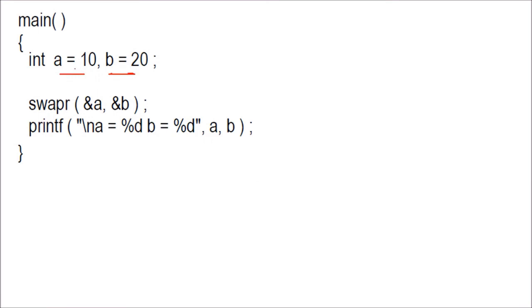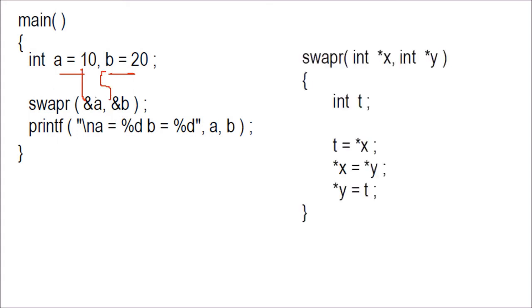We say send A and B. We send the address of A and the address of B. So when we are sending the address, we cannot take the value just like that. We have to take the address in a pointer variable. That is why we have taken star x and star y.